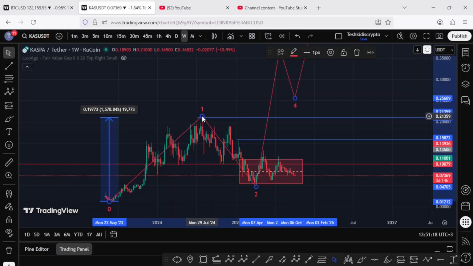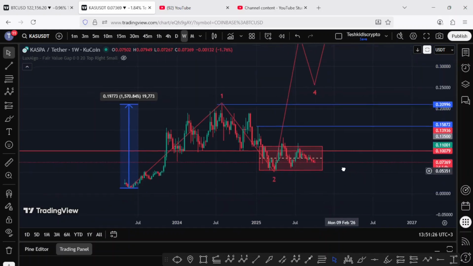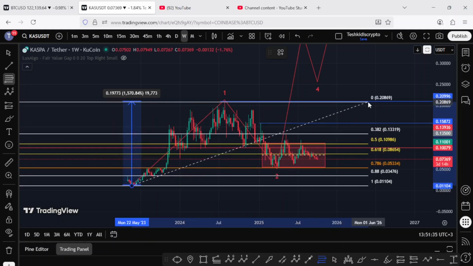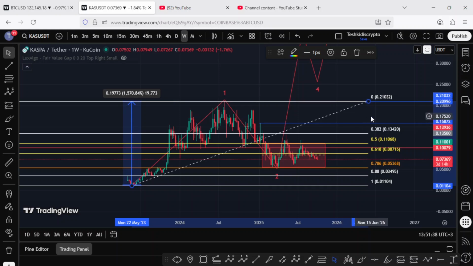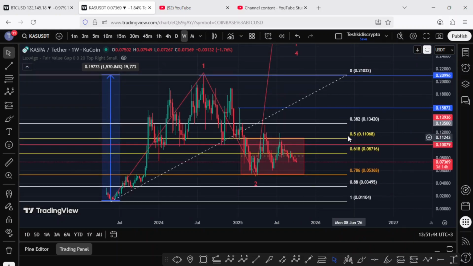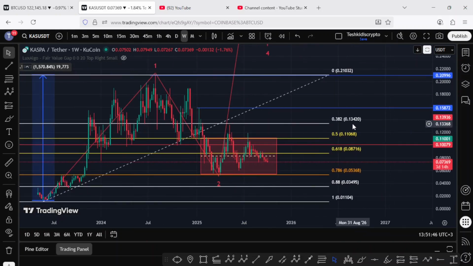And after we peaked in the formation of that first wave, we started a pullback in the formation of this larger wave 2. Using the Fibonacci's, connecting the fibs from the lows we made in the formation of that first wave all the way to the highs we made in the formation of that wave 1, I was able to come up with a minimum target area within which that second wave could find a low, and that is between the fib level 0.5 all the way to the 0.78, and that is between the 0.11068 and the 0.05368, which is that red target area.